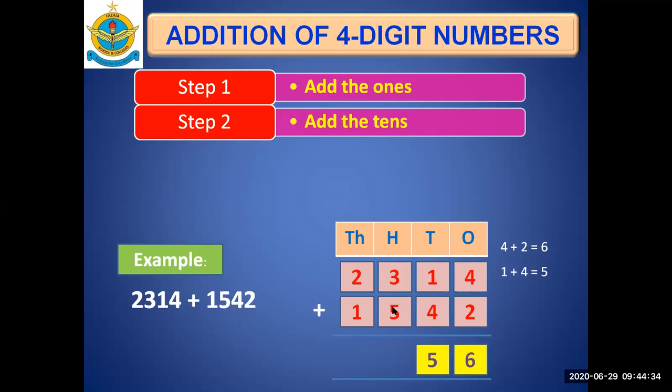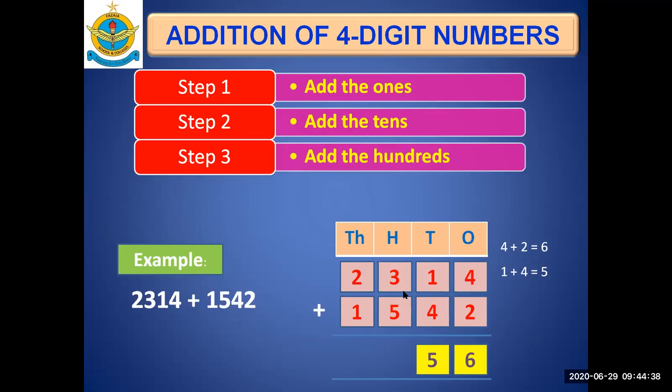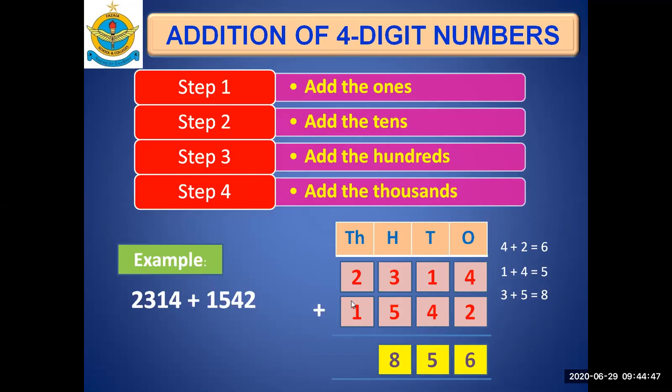Coming to the hundreds column, we have 3 and 5 in the hundreds column. Add them together, add the hundreds, and write the answer in the hundreds column. Lastly, we will add the thousands, right? Now, add the thousands. 2 plus 1 is 3. So, the sum of the numbers 2314 and 1542 is right here in front of us. That is 3856.